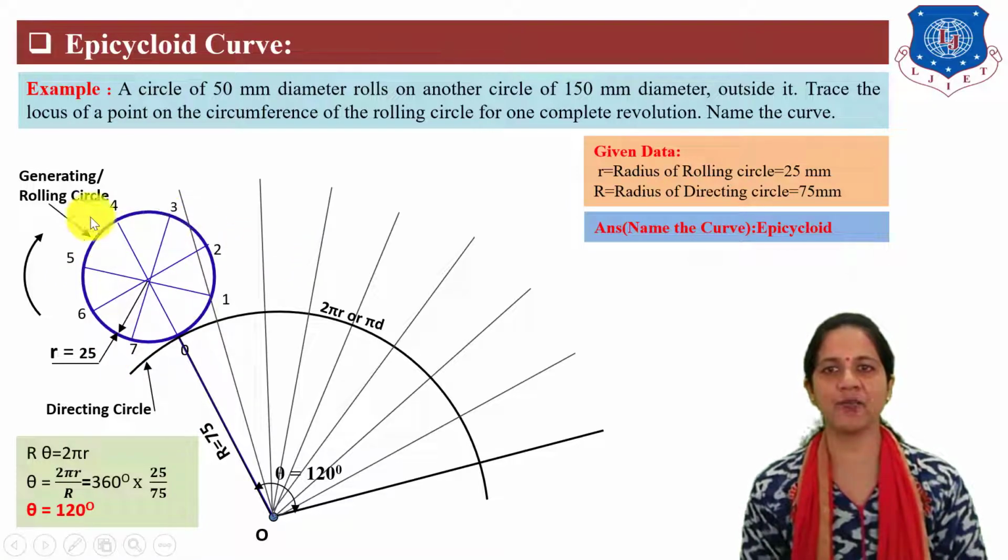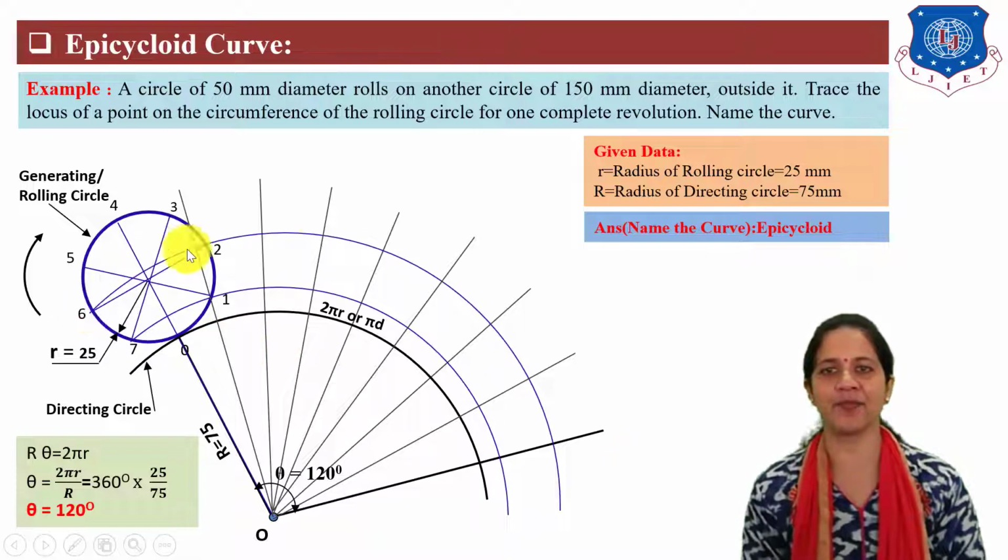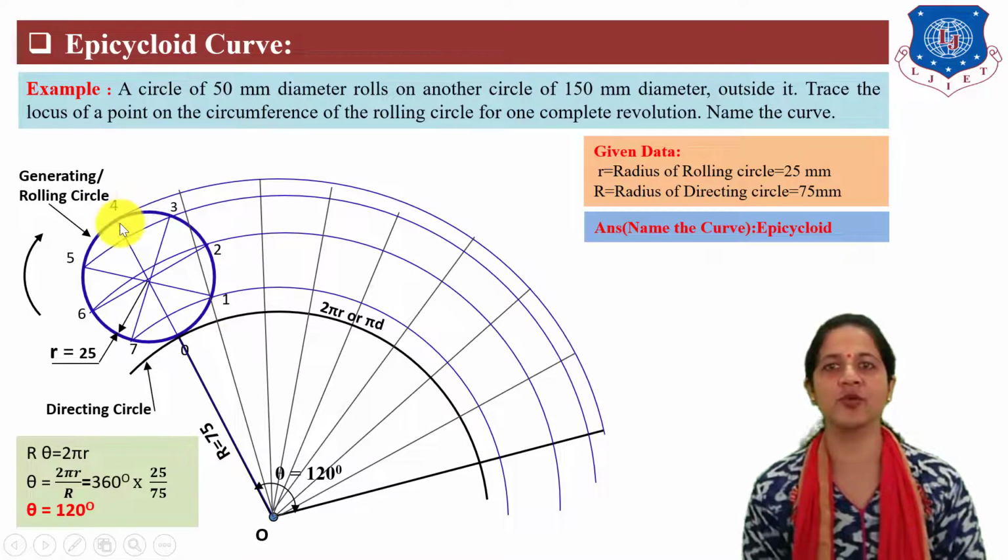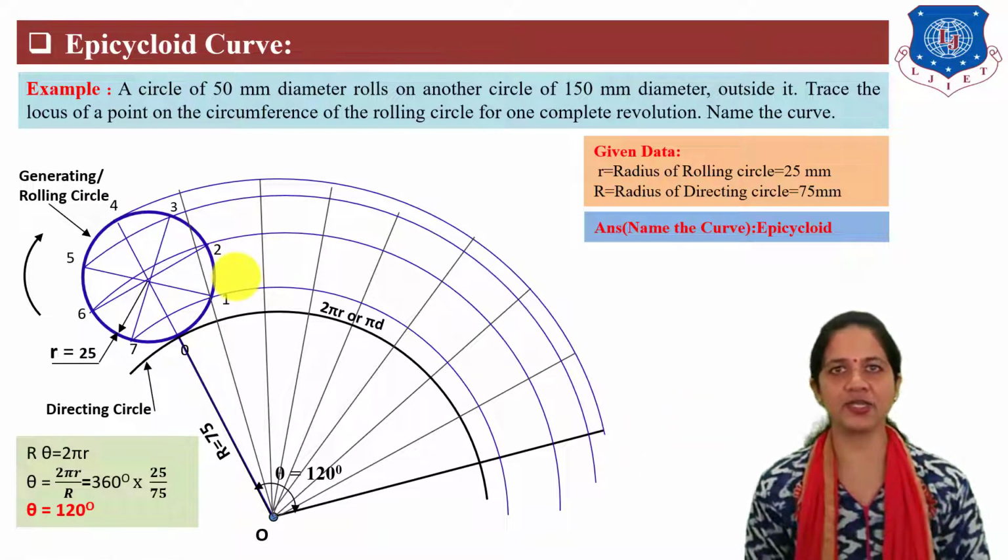Next, draw arcs passing through all division points of the rolling circle, parallel to the directing circle arc. For that, take center O and draw an arc passing through points 1 and 7. Next, draw an arc passing through points 2 and 6. Next, draw an arc passing through points 5 and 3. And last, draw an arc passing through point 4. At last, draw an arc passing through the center point of the rolling circle.